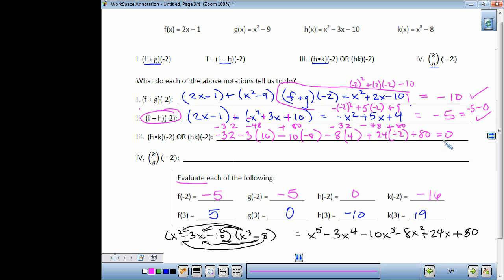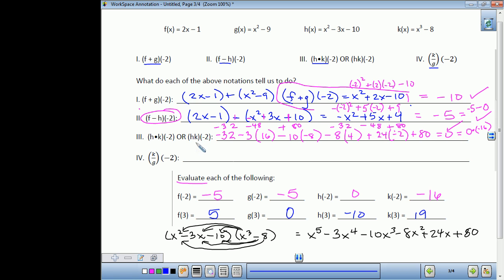What would happen if we took h of negative 2 times k of negative 2? Is that equal to 0 times negative 16? Yeah, that is 0. So it has worked for addition, for subtraction, and for multiplication. The final test: division.